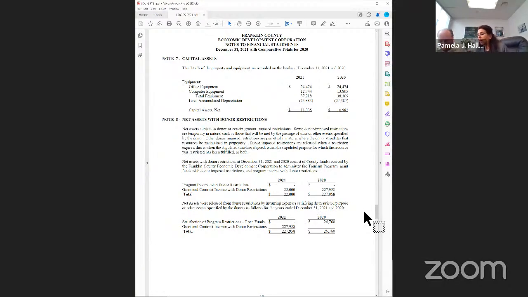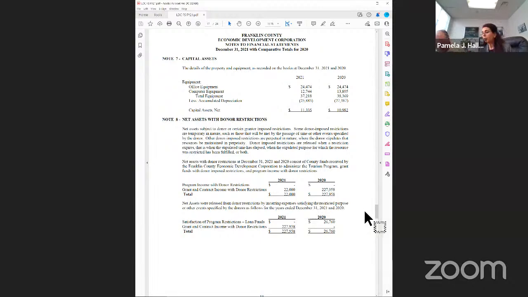The next page is our capital assets. So that breaks out what you do actually have in equipment and what our accumulated depreciation is. So we have office equipment and computer equipment. We did dispose of some computers that were from like 2005. I'm assuming they're no longer there because that's quite a while ago. So that was about 4,000.